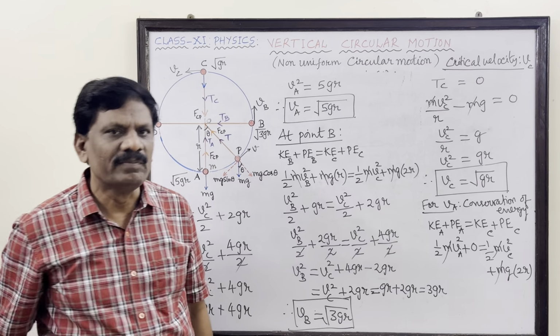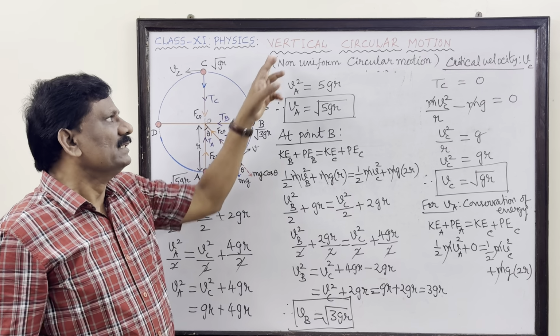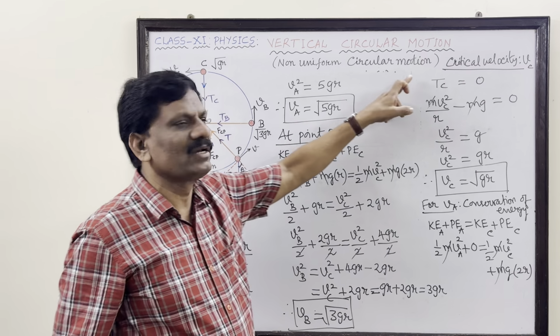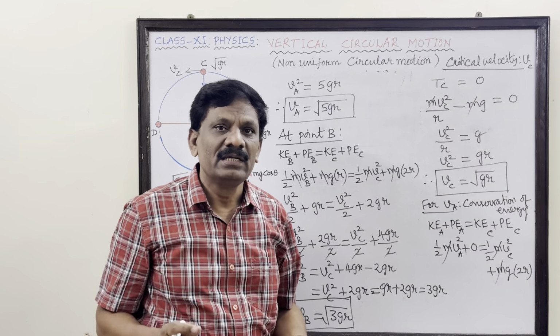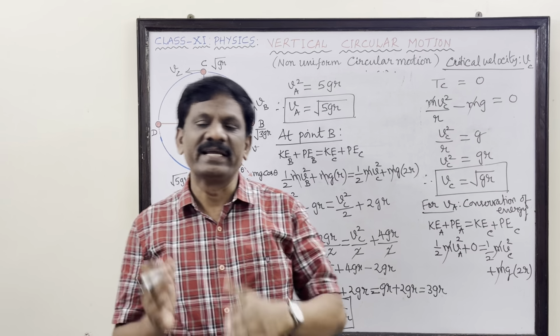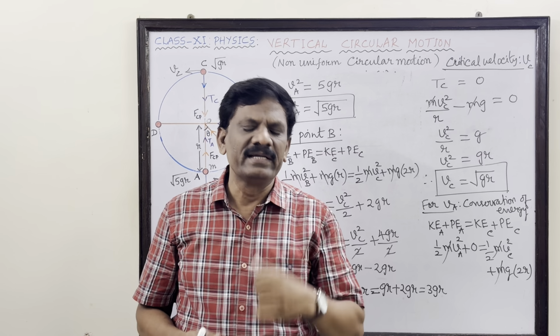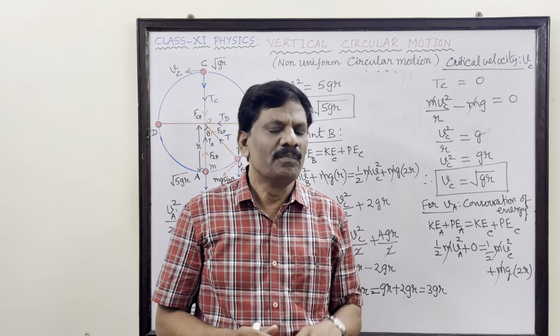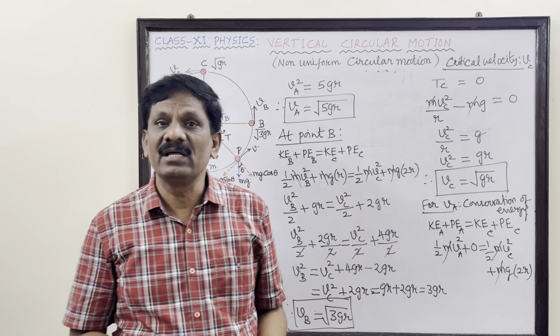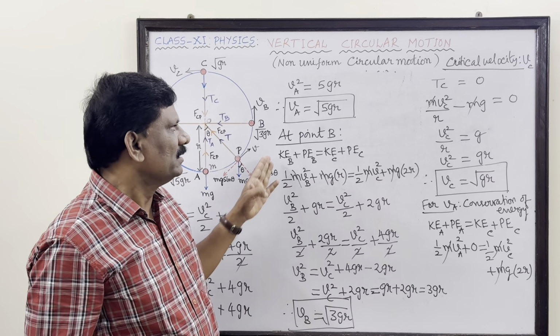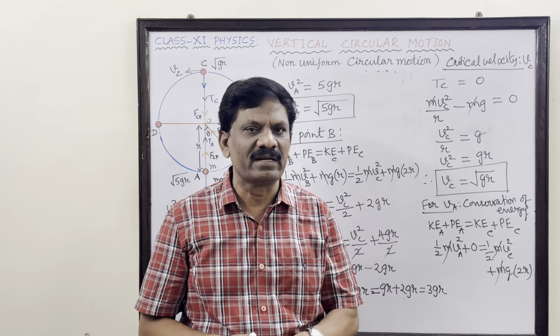So once again I am repeating, my dear students, the vertical circular motion is a very good example for non-uniform circular motion. Why? Because in this case both the magnitude as well as the direction of velocity changes. Suppose if you take the string attached to a ball, in this case the tension also changes. And we have defined the critical velocity, which is the minimum velocity required for the body at the highest point to complete the vertical circular motion.